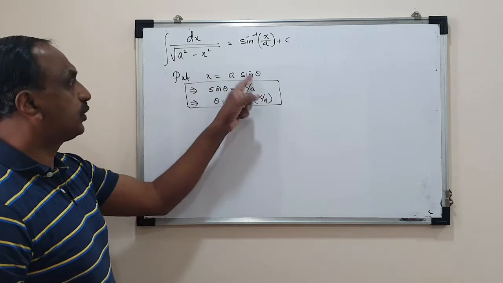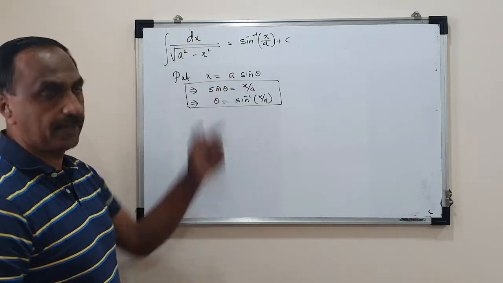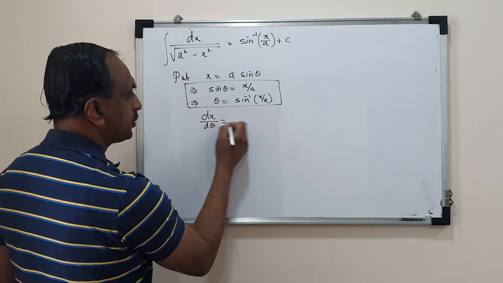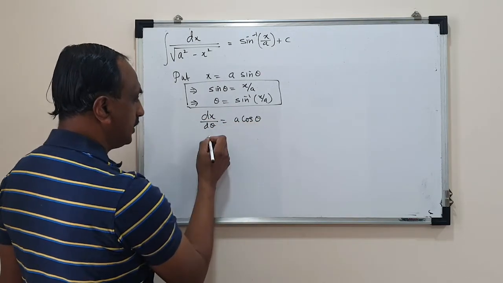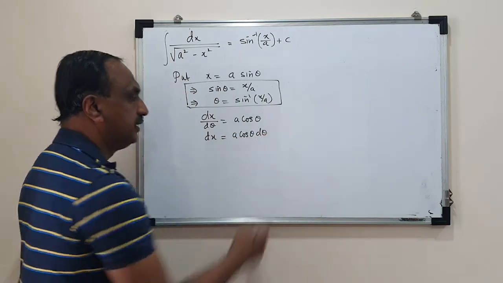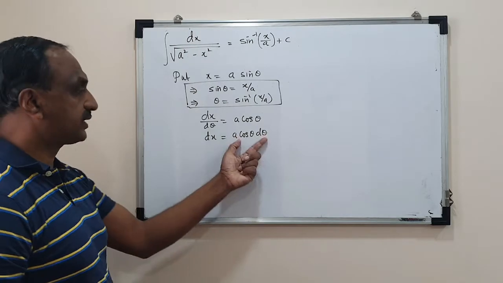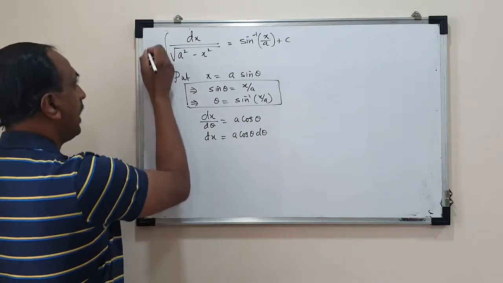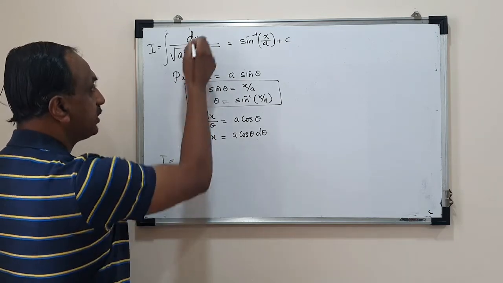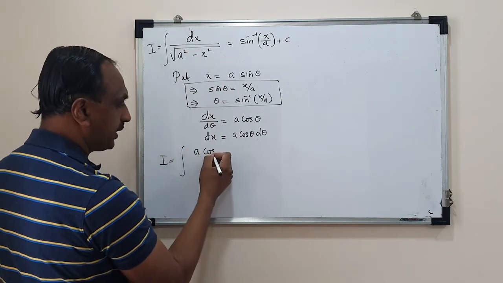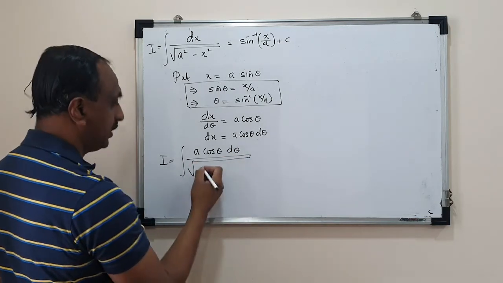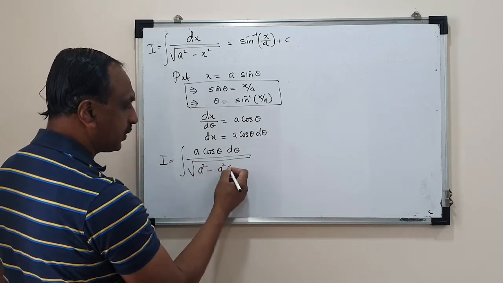Now, whenever we do a substitution of the variable, the dx has to be replaced. For that purpose, we differentiate with respect to theta. So you get a cos theta. So in place of dx, you will be replacing a cos theta d theta. So I can say the integral will be, instead of dx, a cos theta d theta divided by root of a square minus a square sine square theta.